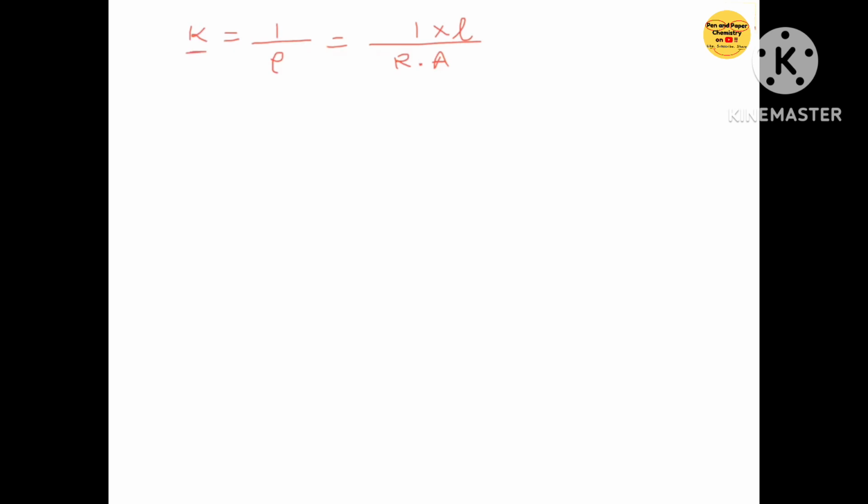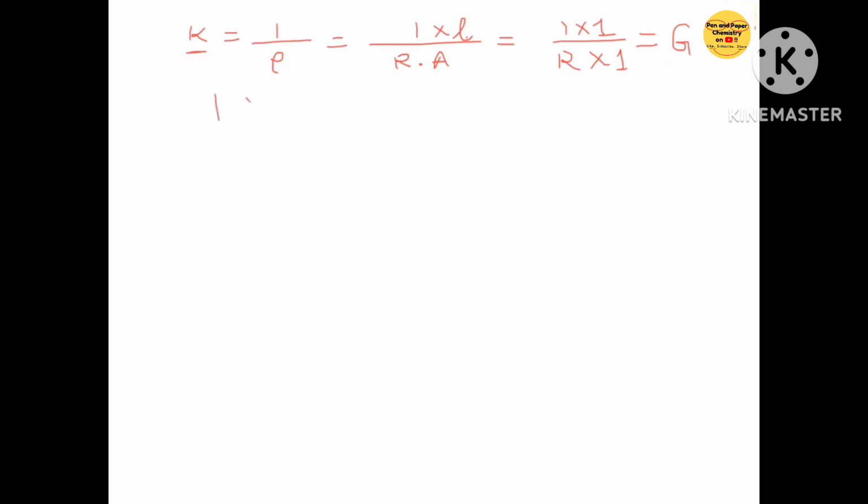So we have kappa equals 1 upon rho, equals 1 upon R into A by L. So if you have a conductor of unit length and unit area of cross section, your kappa becomes equal to the reciprocal of resistance. And what is the reciprocal of resistance? Very good, it's conductance. So we are till now very clear on this.